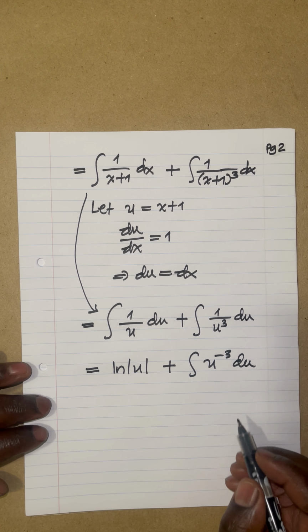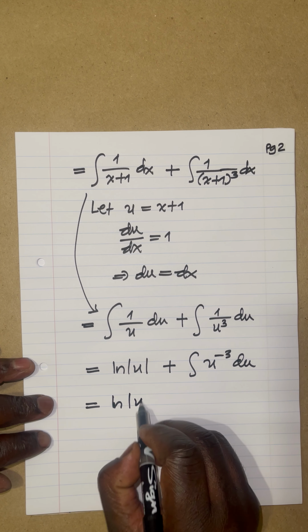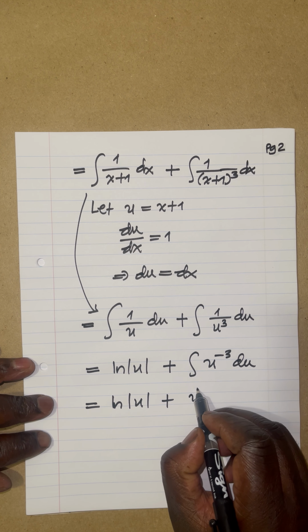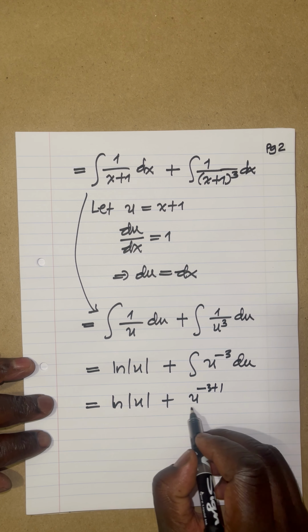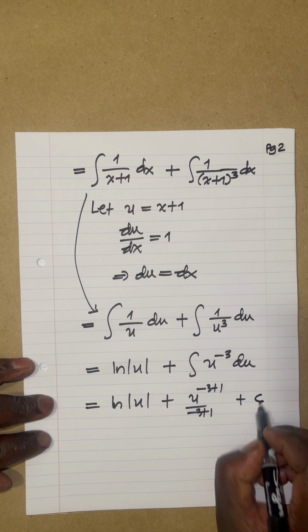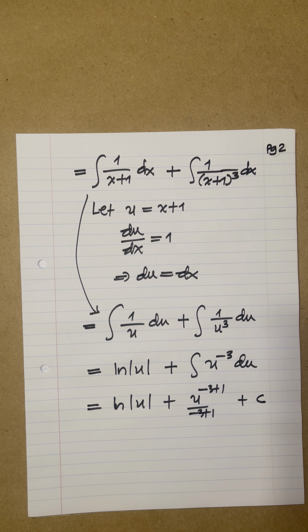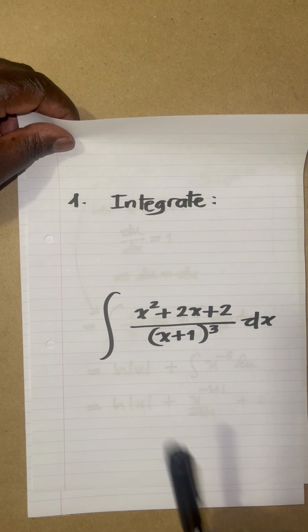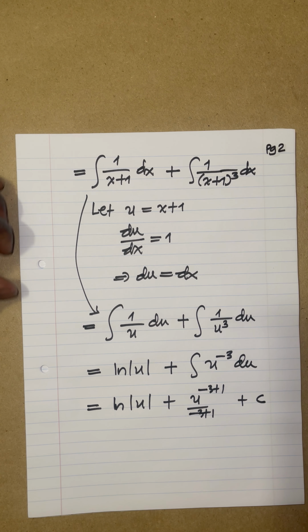So this is going to be the natural log of u plus u to the power minus 3 plus 1 all over minus 3 plus 1, and then plus c, because this is an indefinite integral. As you can see over here, there are no limits of integration, so it's indefinite. We have to put a constant at the end.